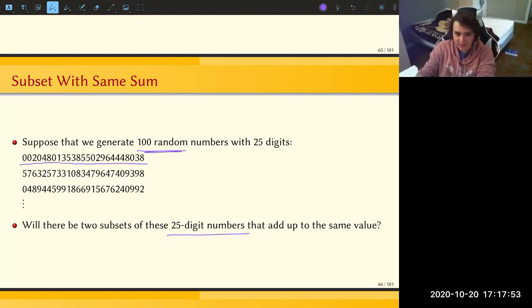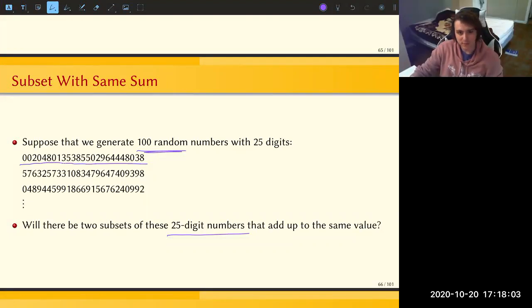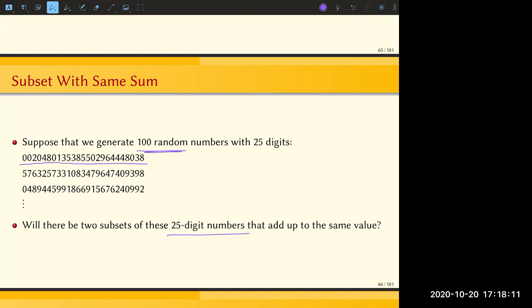When you say adding up, do you mean taking each individual digit and combining? No, adding 25-digit numbers. They are just integers, you just add them up. Well, if you're adding up to 125-digit integers, the sum wouldn't have more than about 28 digits, so there would be about 10 to the 28 possible sums. But since there are 100 integers, you have 2 to the 100 possible subsets.